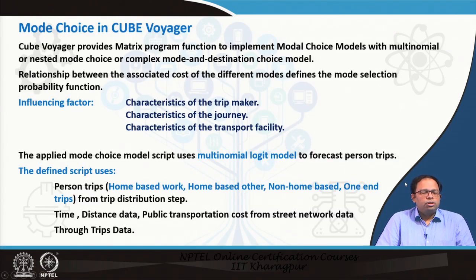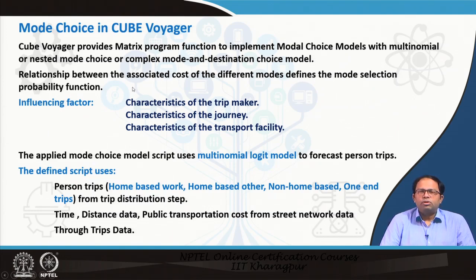Next we go into mode choice. In the mode choice model in Cube Voyager we can have different kinds of models built. For example, we can go for a multinomial logit model, a nested choice model, or a combined mode and destination choice model. So this actually provides something called a matrix program function to implement the mode choice models. It is called a matrix program function.